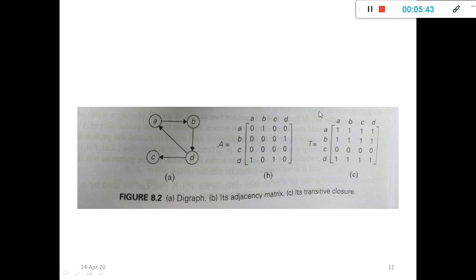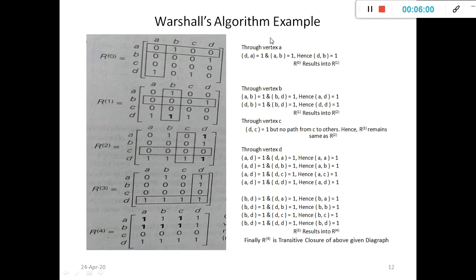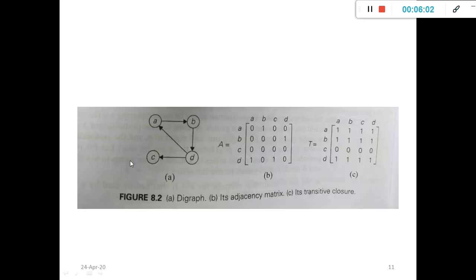Then let us see one example, applying Warshall's algorithm to this given directed graph with 4 vertices and the connecting edges. First you have to convert this diagram into an adjacency matrix, and provide this adjacency matrix as an input for Warshall's algorithm. Once you provide it, it will generate the transitive closure T that looks like this.